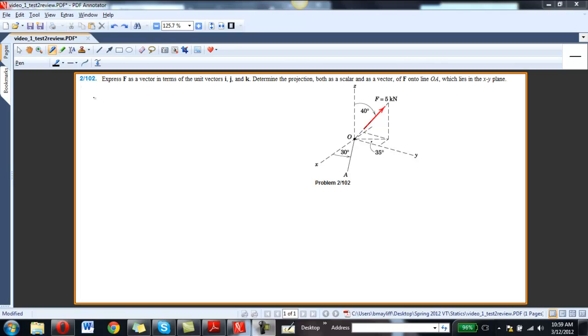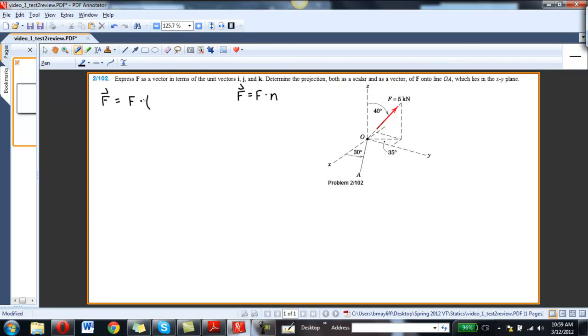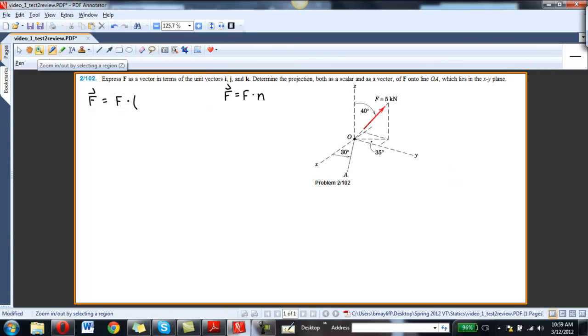So we'll just say F is equal to F times n, which is the unit vector. So this is essentially F is equal to F times n.